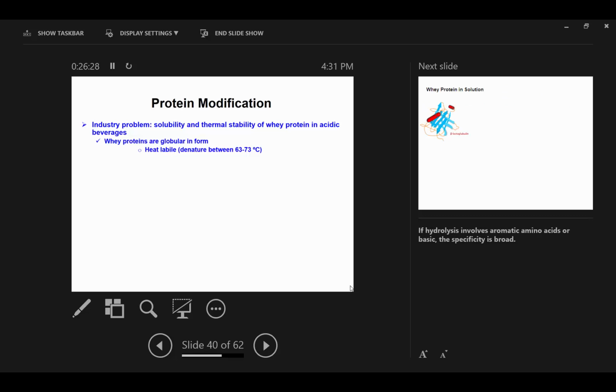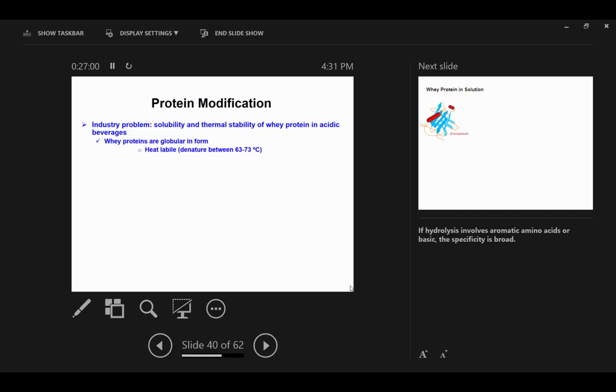Okay. So I'm going to give you a practical industry problem and then a way to mitigate that by modification. So you probably heard me say whey protein is the golden protein for beverages. Did you hear me say that? Okay. So it is the protein ingredient that is most favored to be used for high protein beverages. However, there is a caveat to using it. It's great protein, but it's not shelf stable.